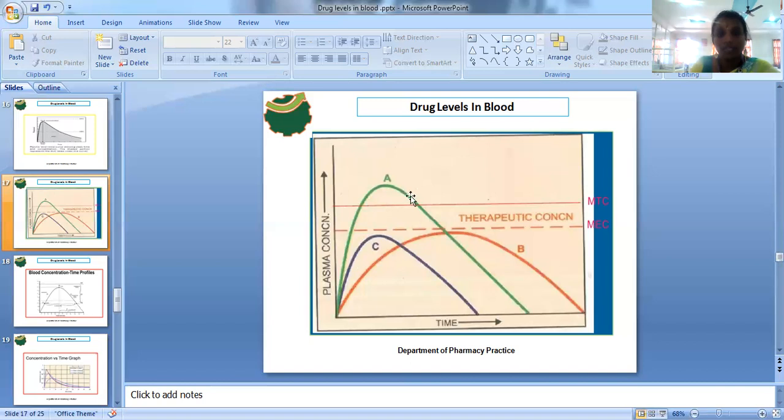Here A will give the therapeutic action, but as usual it also proceeds with the precipitation of side effects or toxic effects. But what is the ideal drug therapy? It shows the maximum therapeutic effect with the minimum side effects. That means all these graphs fail to give the optimal drug therapy.